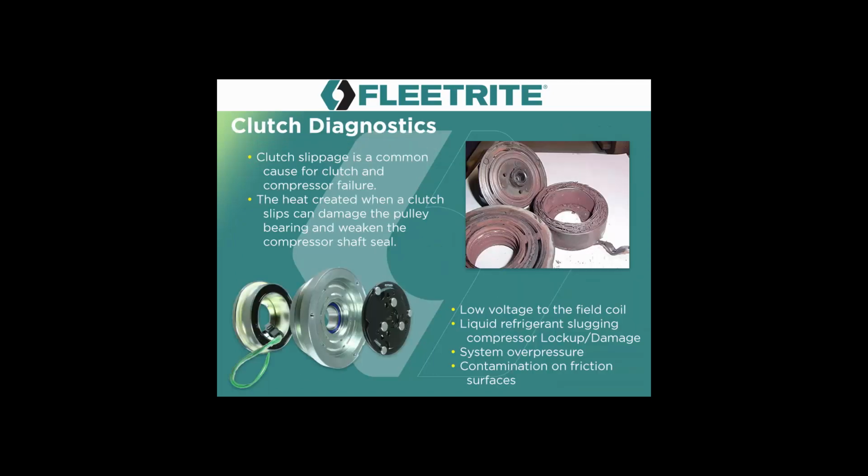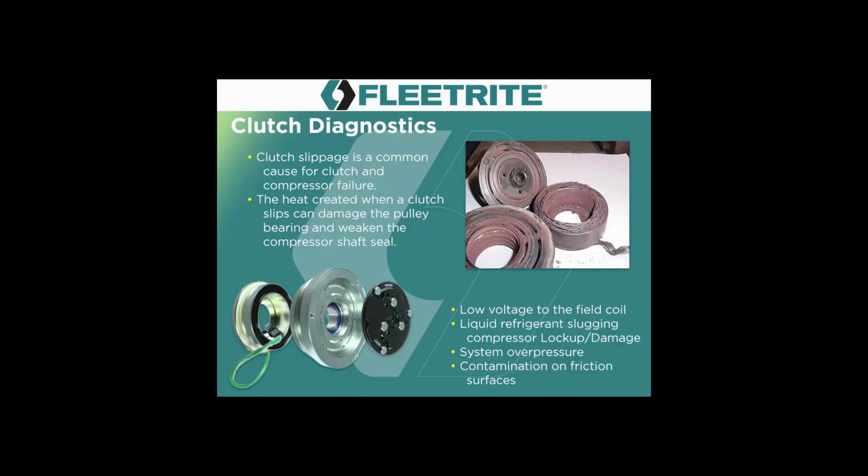Clutch slippage between the hub and the pulley is a real common cause of clutch failure. When the hub starts to slide or to slip on the pulley, it generates a tremendous amount of heat. And when you start putting 600, 700, 800 degrees worth of heat into these metal components and into the field coil, into the bearing, it creates a lot of problems. You can see how it's burned up that clutch. It's a very common problem out there.